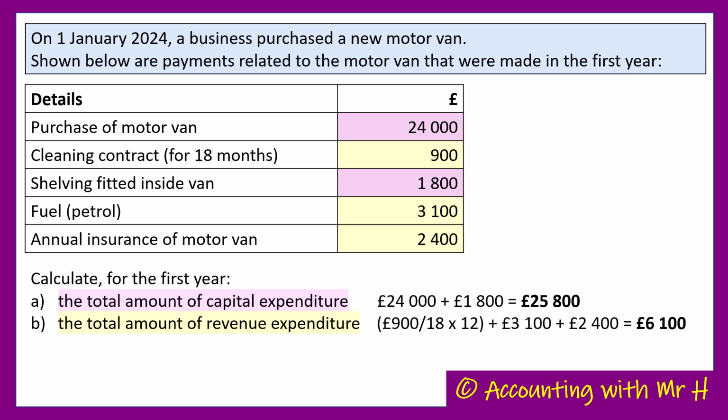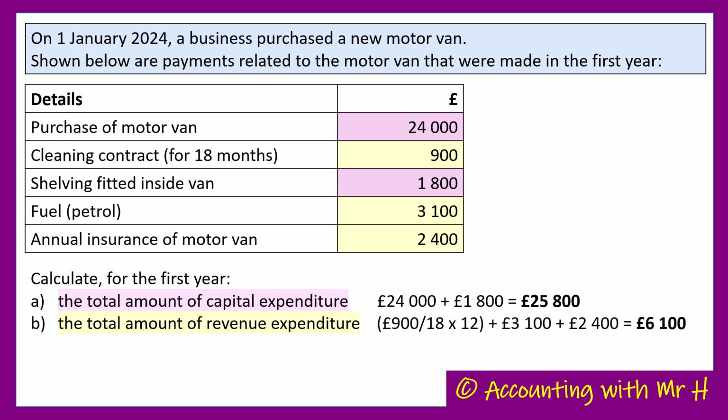So the capital expenditure was the purchase of the van itself and the shelving that we had fitted inside the van that improved the non-current asset. So we can treat that as capital expenditure, 25,800 in total. The revenue expenditure, cleaning, that's a recurring expense then, paying for the van to be cleaned regularly. Fuel, petrol, another recurring expense, as is the insurance.